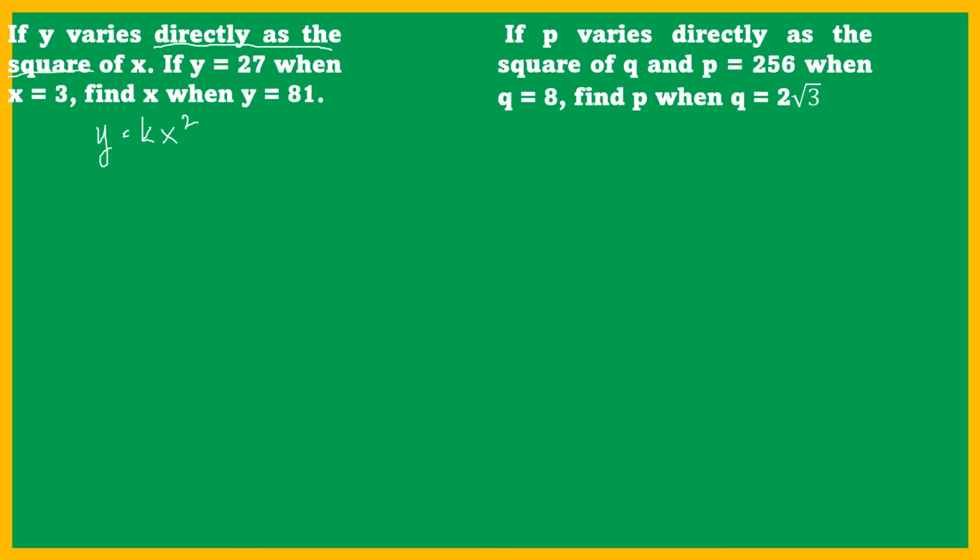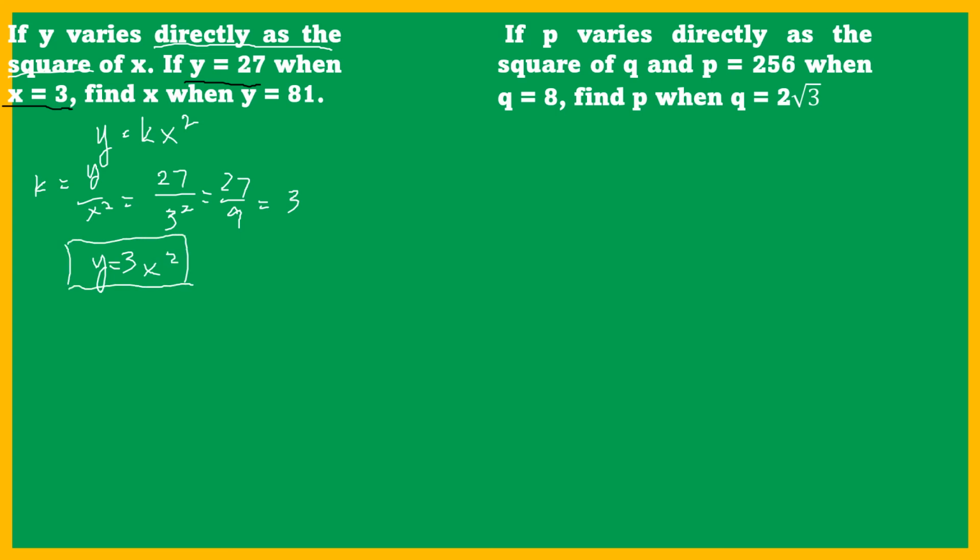Kaya magiging x squared. Now, solving for the constant of variation, we have k is equal to y over x squared. And then, by substitution, gagamitin natin yung unang given na if y is 27 when x is 3. Okay? So, substitute, we have 27 over 3 squared. And then, we have 27 over 9. The answer is 3. So that means our constant of variation is 3, and our equation of variation will be y is equal to 3x squared. This is our equation of variation.